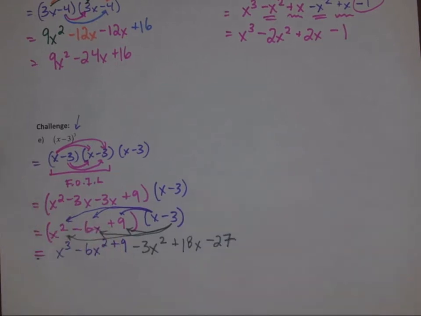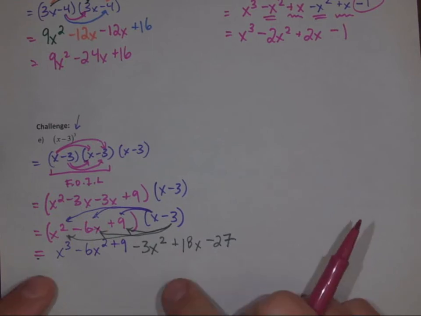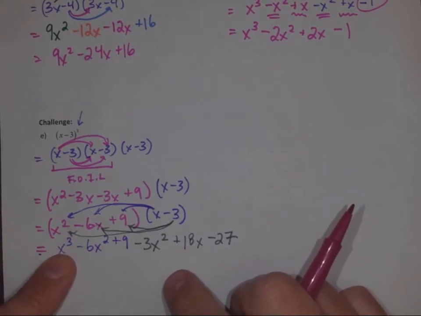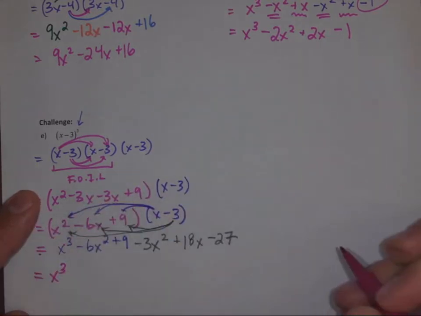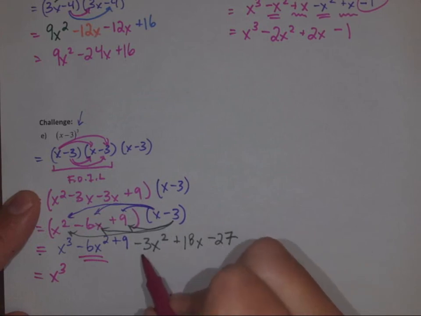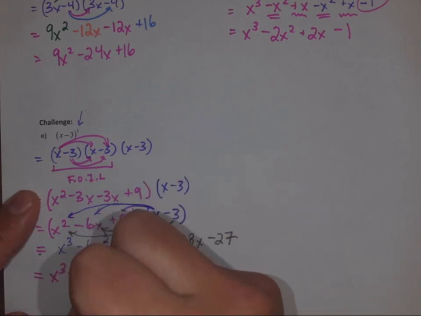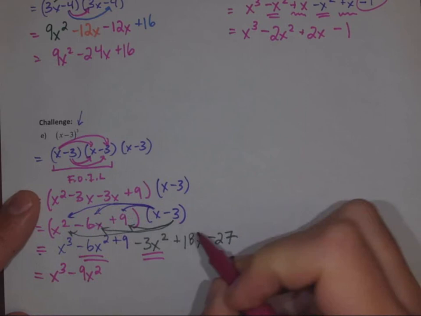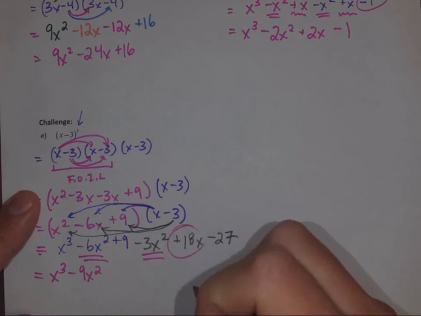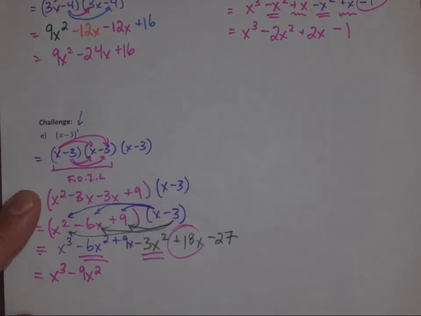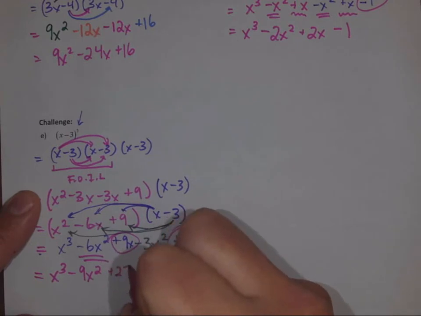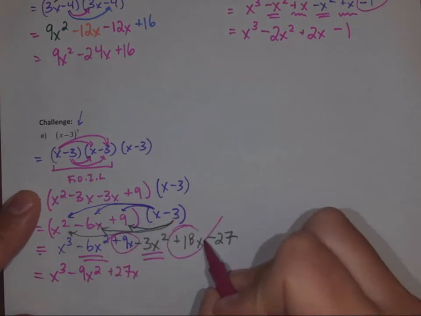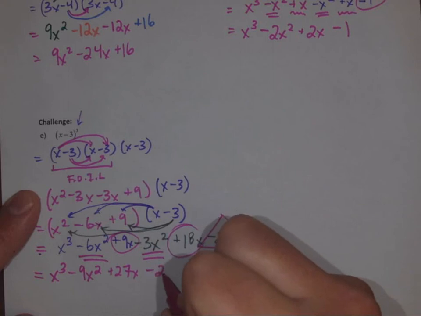Now I continue, and I look to collect like terms, leading with the highest power. So I have an x cubed, that leads the way. Minus 6x squared, take away 3 more. I have an x term right there, plus 18x, and I see that I've actually forgot that this needs to be 9x, which is going to be 27x. And then the only thing that's remaining, my constant, minus 27.